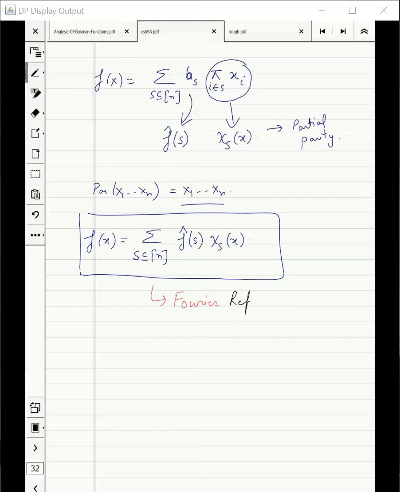To explain this transformation, where BS is just represented as F hat S. And then what about this parity? You remember the representation of the parity function? So I'm saying that this is just a parity over a smaller number of variables, right? Over the variables in S, not on the complete set.